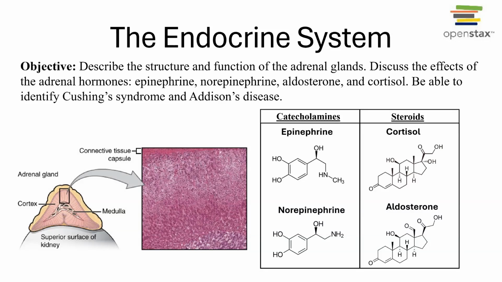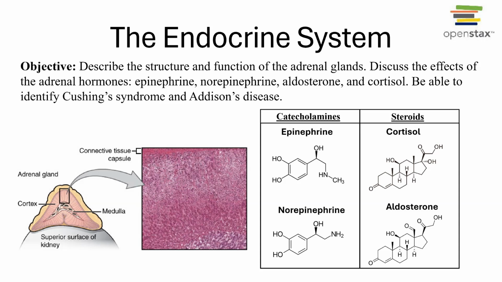In this video, you will learn about the structure and function of the adrenal glands. We will discuss the effects of epinephrine, norepinephrine, aldosterone, and cortisol. Then we will apply this knowledge to two important clinical conditions, Cushing syndrome and Addison's disease.